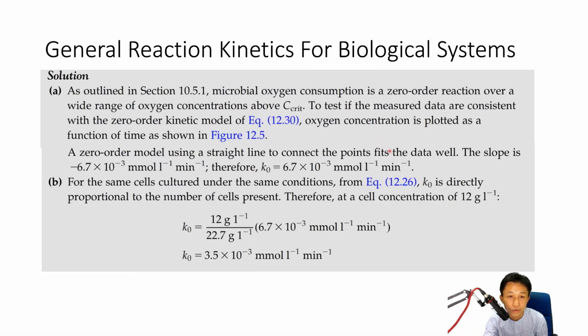Okay, that is too small. The slope is this one. The same cell culture under the same condition. K0 is directly proportional to the cell present. So it's reduced from this to this, so it's getting smaller. You can see 3.5 is lower than 6.7 like this.